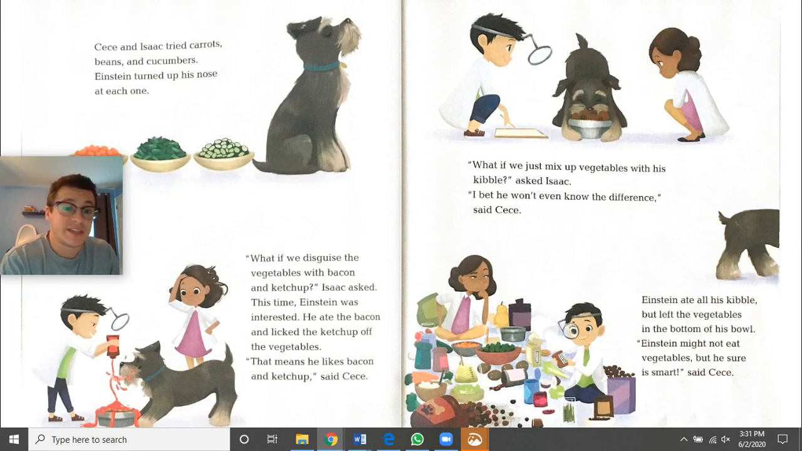That means he likes bacon and ketchup, said Cece. What if we just mix up vegetables with his kibble? Asked Isaac. I bet he won't even know the difference, said Cece. Einstein ate all his kibble but left the vegetables in the bottom of his bowl. Einstein might not eat vegetables, but he sure is smart, said Cece.